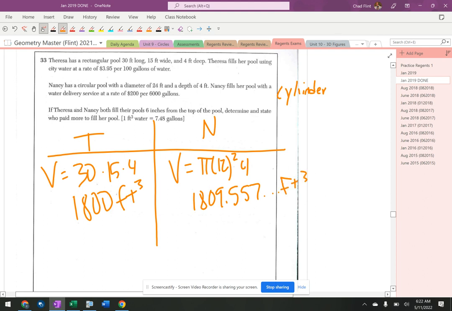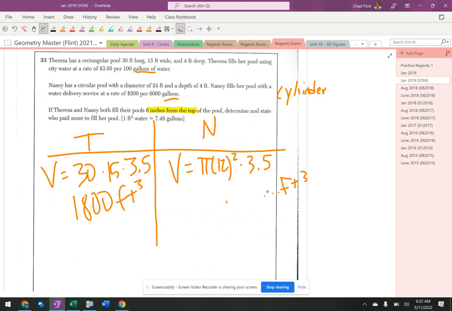So we're paying per gallon is the one issue. But hang on, both fill their pools to 6 inches from the top, I missed this part. So they're not filling it all the way to 4 feet. They're filling it to 3.5, because 6 inches is half of a foot. So we've got to recalculate here. Maybe reading the whole problem would be a good idea.